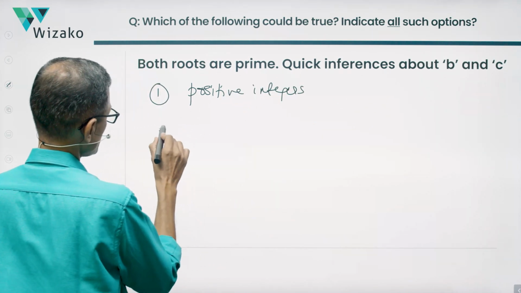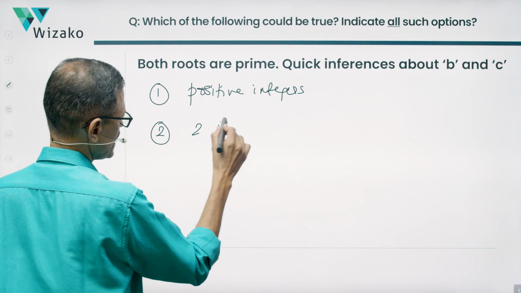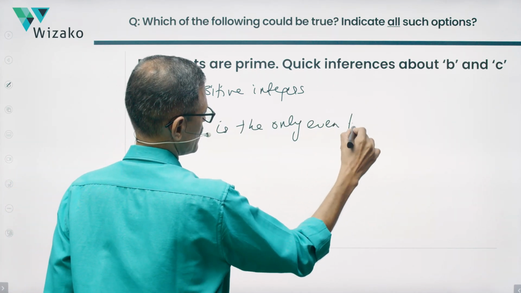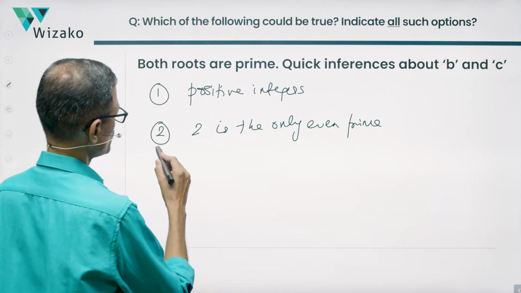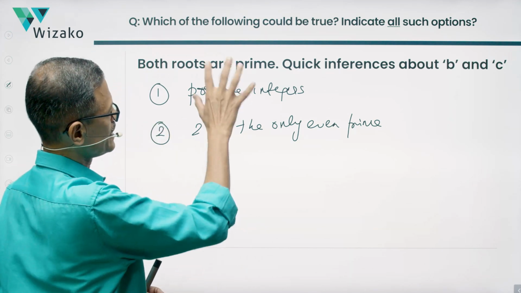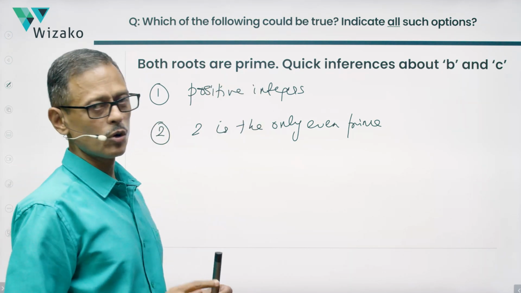The second inference I'm drawing is 2 is the only even prime. These are not inferences, these are information known to us. Any other prime number is an odd number, right? So let's have these things. So let's make inferences about b and c.